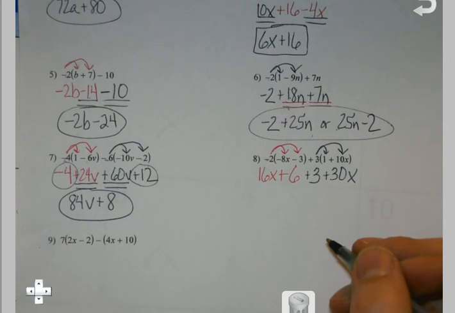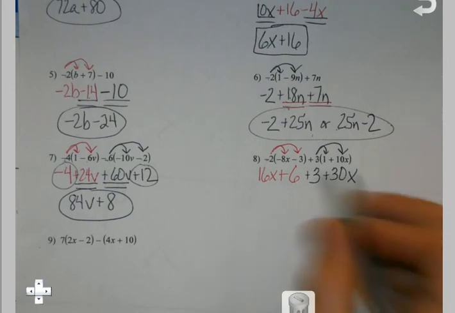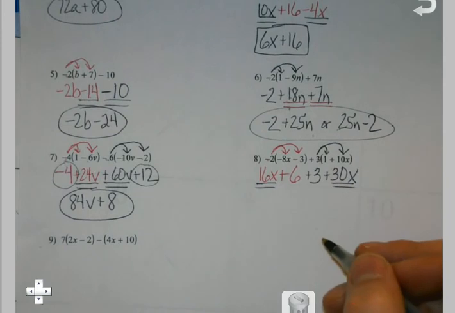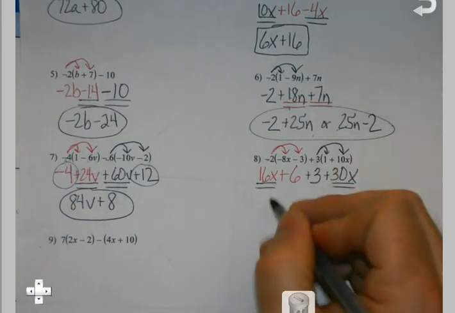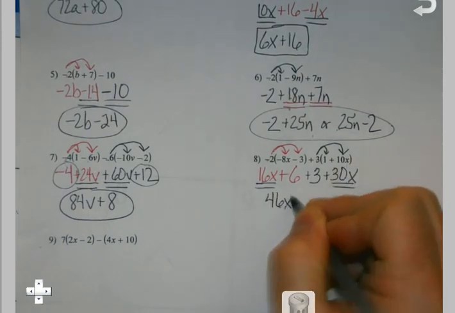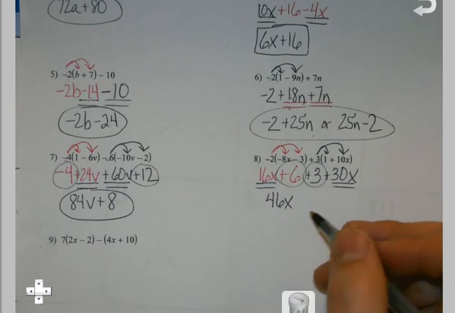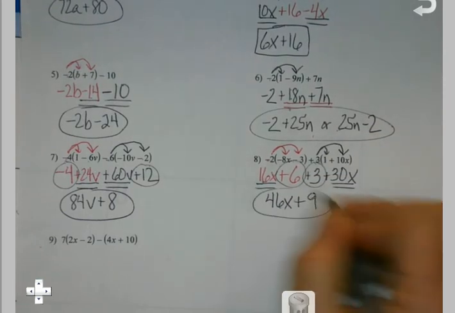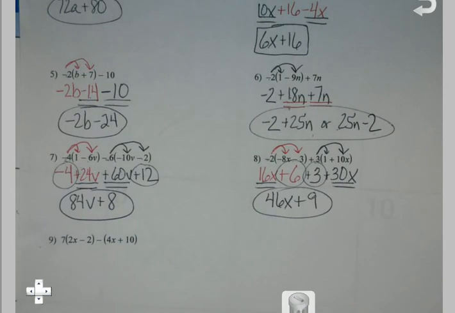And just like we had happen on number 7, find the things that are alike. And they're all plus signs here this time, so that's nice. 16 and 30 is 46. 6 and 3 is 9. And I'm ready to roll.